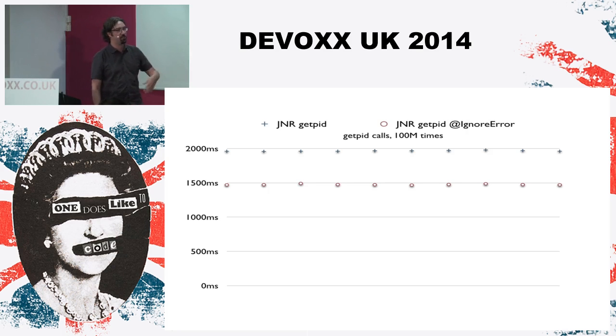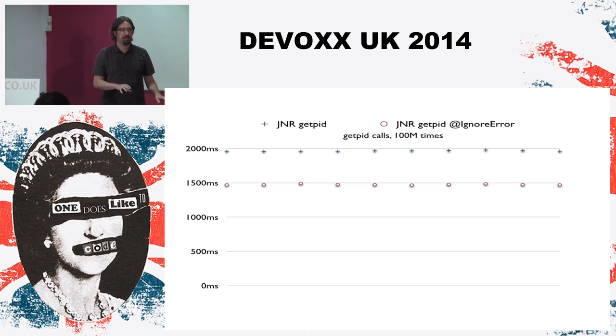This is JNR just doing a plain getpid call versus telling JNR that I don't need to know whatever the last error condition in the C code was. Normally, it will take the last error and save it off into a thread local somewhere so that you can access it. It's safe across threads. You know why the sock call didn't work or why your file open didn't work. And skipping that can actually get you another 25% or so.